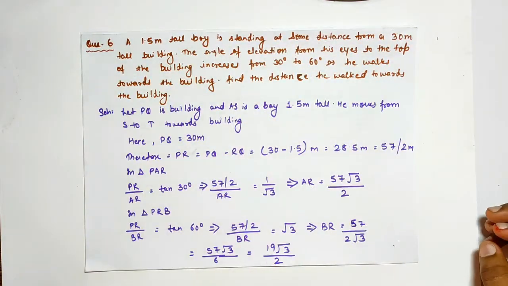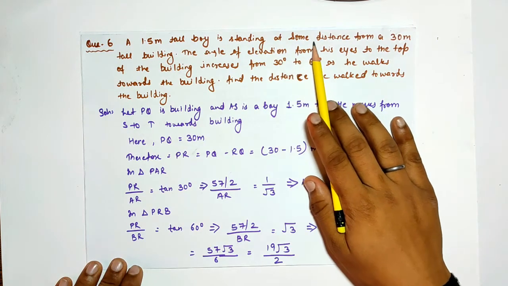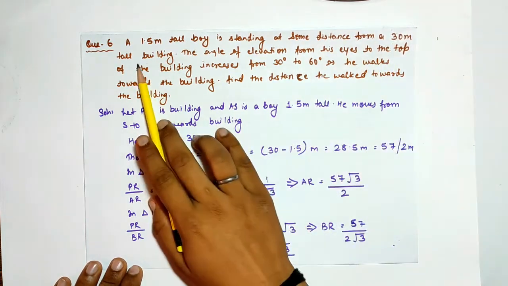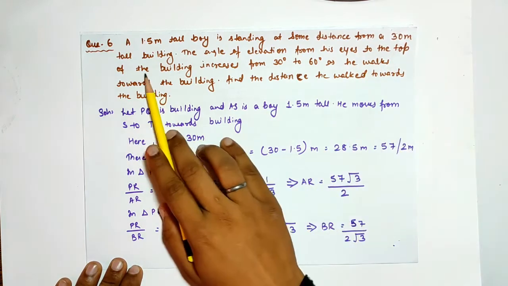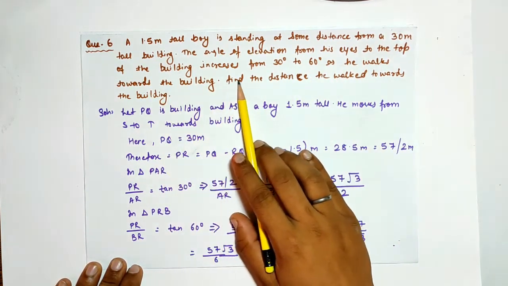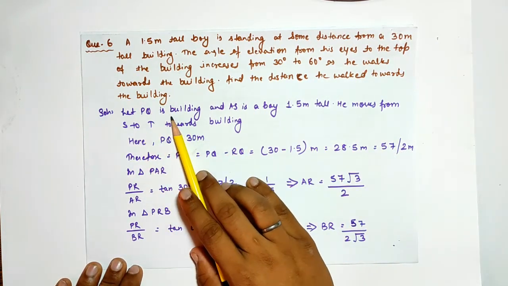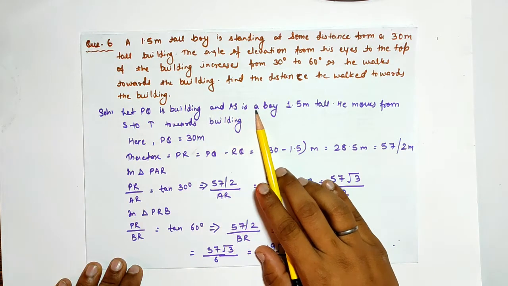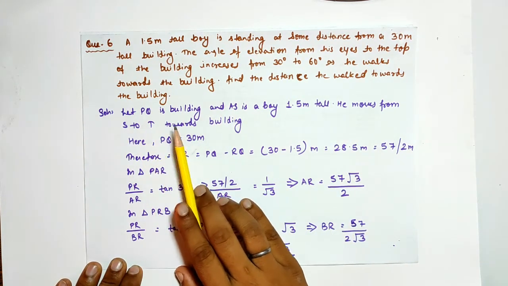Now let's come to the next question, that is question number 6. A 1.5 meter tall boy is standing at some distance from a 30 meter tall building. The angle of elevation from his eyes to the top of the building increases from 30 degree to 60 degree as he walks towards the building. Find the distance he walked towards the building. Let PQ be the building and the boy 1.5 meter tall moves from S to T towards the building.